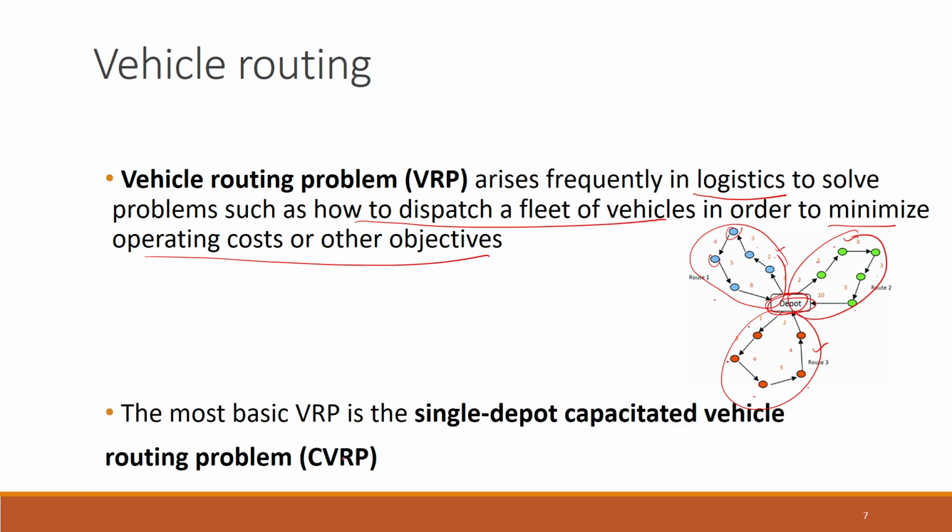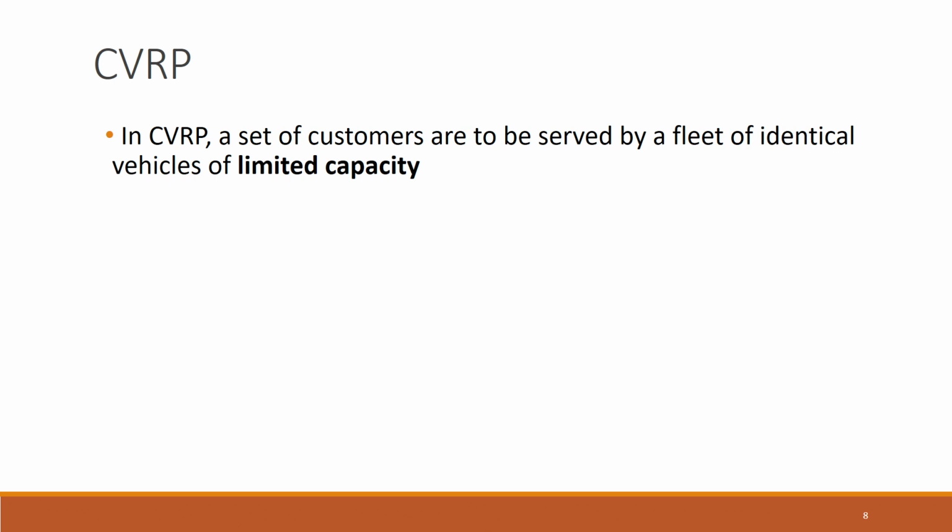So the most basic version of the vehicle routing problem, or in short also called VRP, is the single depot capacitated vehicle routing problem, and this is also called CVRP in short. Okay, so here we have a single depot, that is what the first term is saying, and the second thing is that we have capacitated vehicles, that is, there is a limit on the total quantity of goods that each vehicle can carry. Okay.